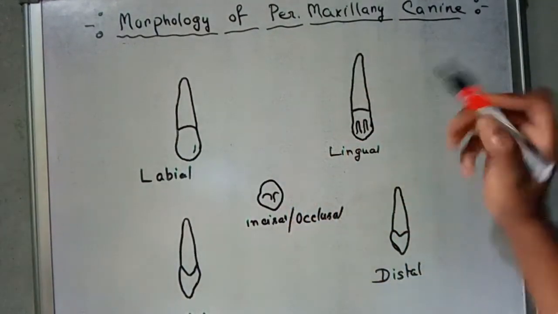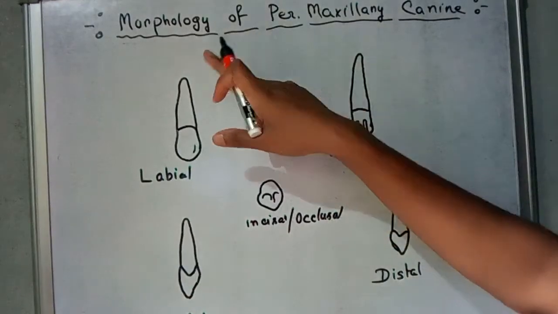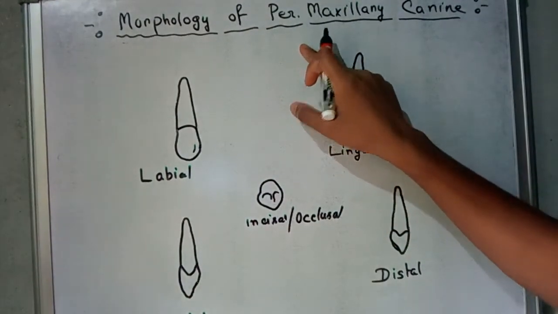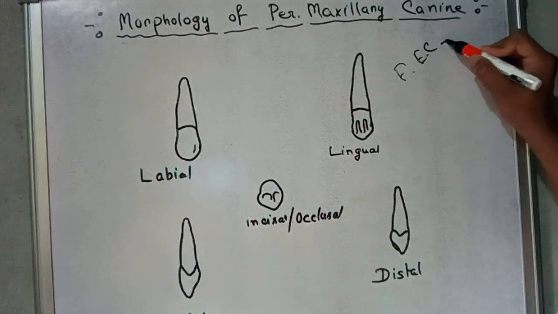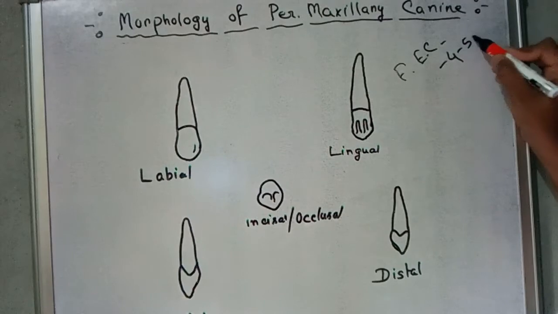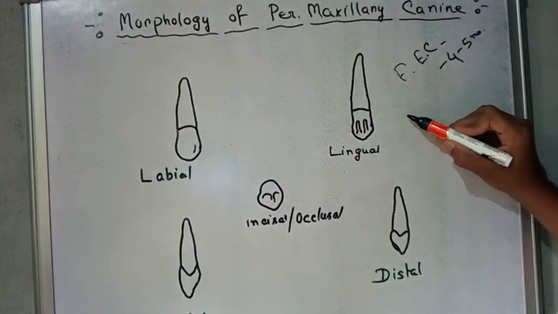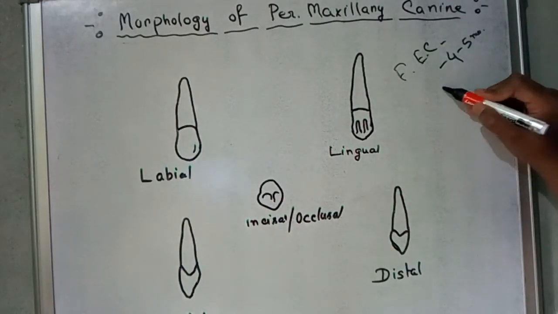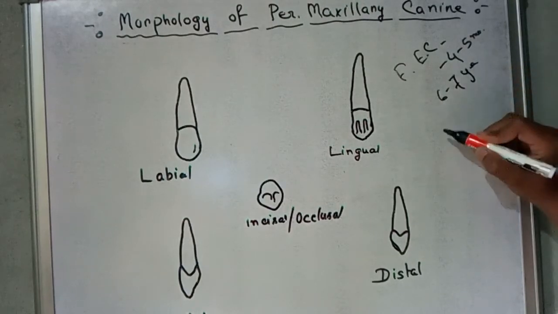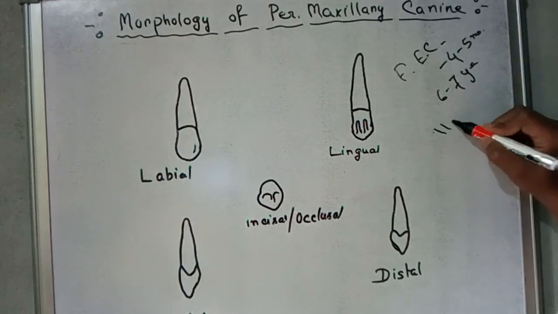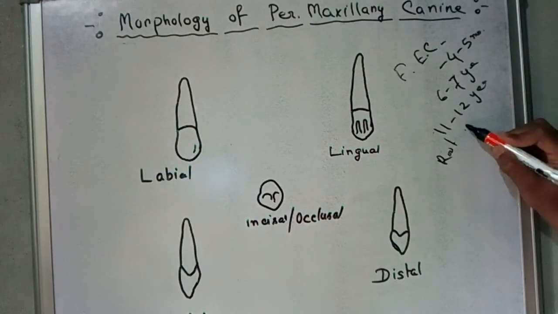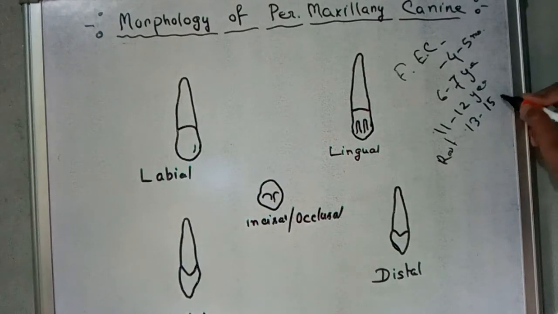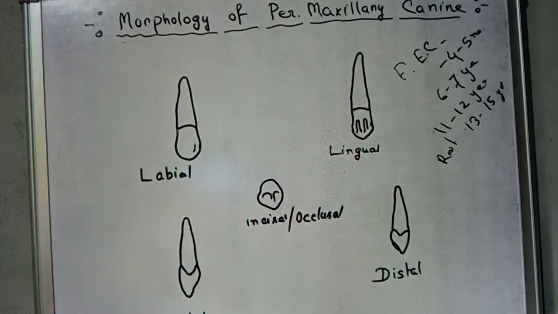Now let's talk about the chronology of the permanent maxillary canine. The first evidence of calcification is at 4 to 5 months, enamel completion at 6 to 7 years, eruption at 11 to 12 years, and root completion at the age of 13 to 15 years. So this is the chronology of the permanent maxillary canine.